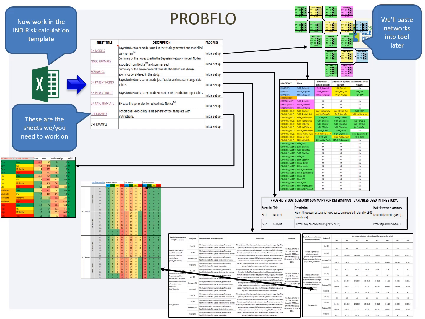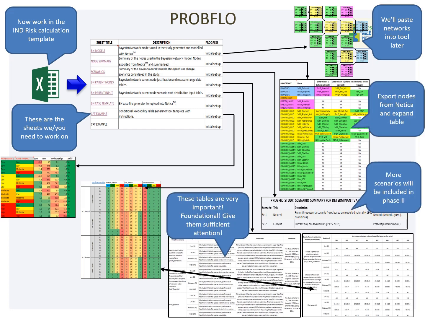Okay, and this is an example of how all of it comes together in terms of the process. So we've designed the calculation template. We paste the network tool later once it's established, so we can see what the network looks like in the calculation tools. These are the sheets that we work on that we can click from each node to different components. We export the nodes to Netica and expand the table.